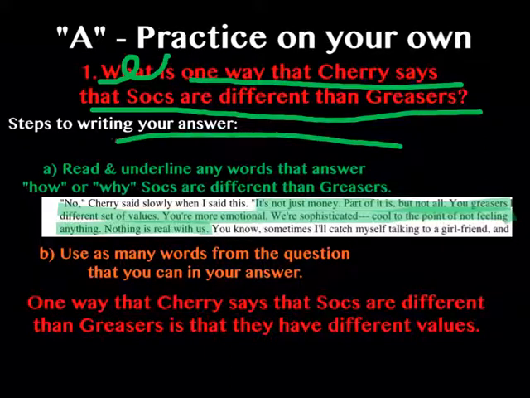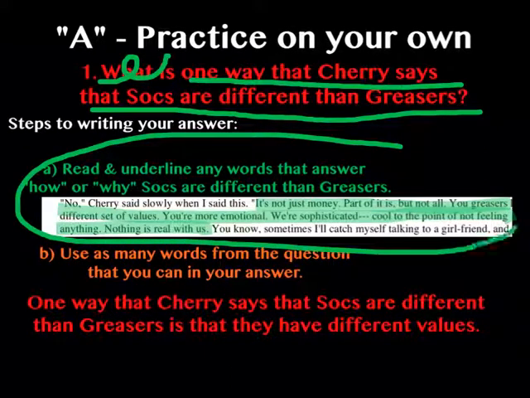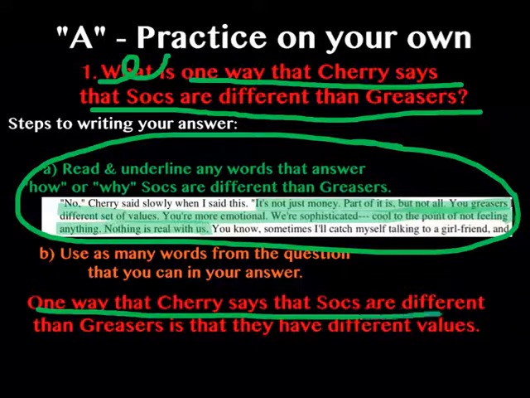Here is the evidence that you found. So you paraphrase that in your own words. You don't want to use a quote yet. So here's an example. One way that Cherry says that socias are different than greasers is, and here's our answer, they have different values.